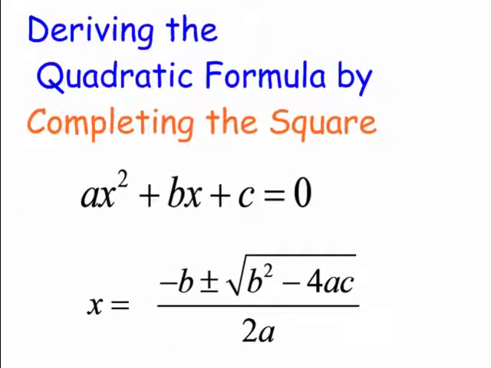Today we're actually going to derive the quadratic formula by the completing the square technique. This is a bit of a big formula: x equals negative b plus or minus the square root of b squared minus 4ac, all over 2a. They've even made up songs about it.